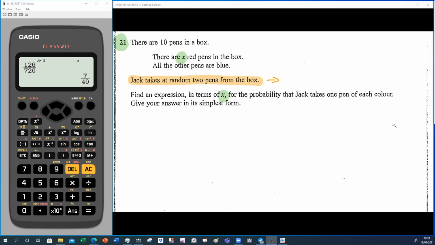Okay, so if he takes at random 2 pens from the box, is it with or without replacement? Without. So what happens to the number on the bottom? It starts off as 10, and the second part will be 9. So it's definitely without replacement, and that's something we can tell ourselves straight away. Now, how many pens are there in the box altogether? 10. Let's try to make sense of the algebra. What's the probability of getting a red one? X over 10. Lovely.